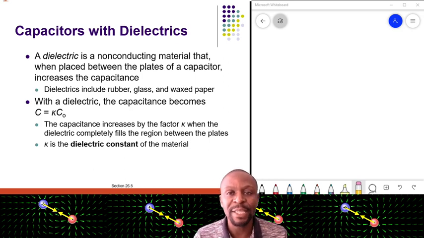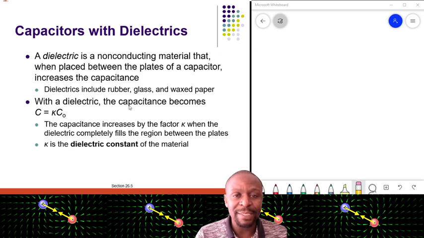Now the capacitor with dielectrics. A dielectric is a non-conducting material that when placed between the plates of a capacitor increases the capacitance. Dielectrics include rubber, glass, and waxed paper. With a dielectric, the capacitance becomes C equals kappa times C naught. This means the capacitance increases by a factor of kappa relative to the initial value.